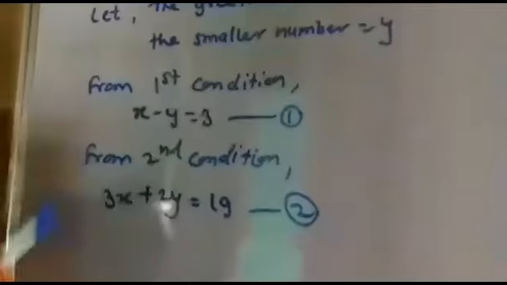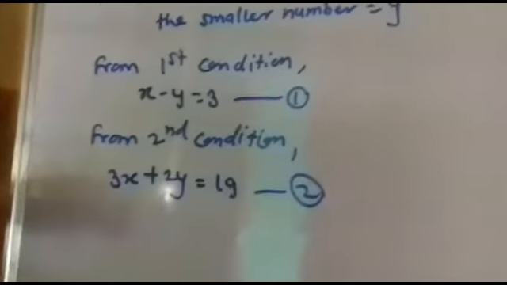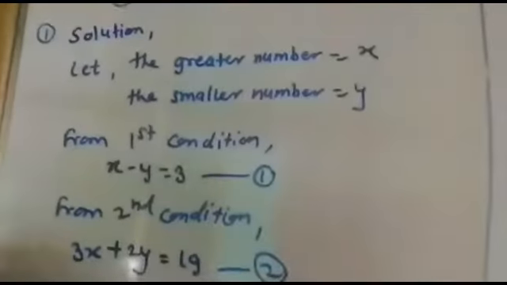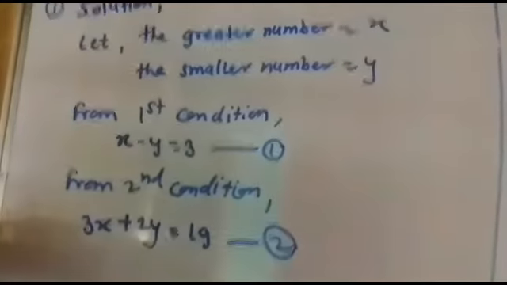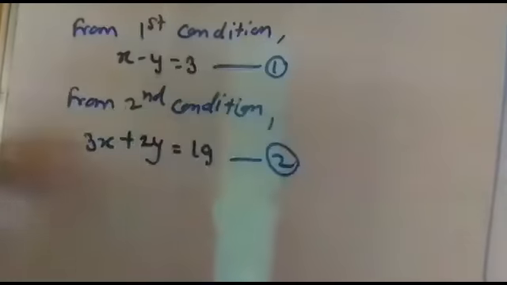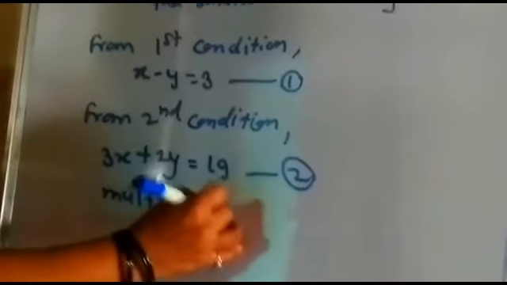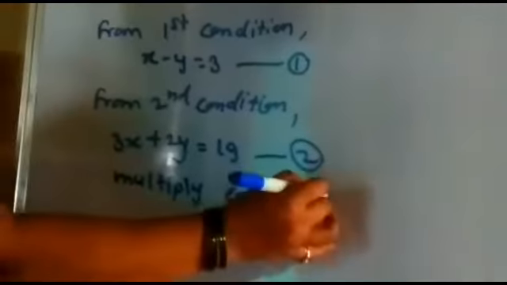In a word problem, making the first and second equation is important, and from these equations we have to solve very simply by using the simultaneous method or Cramer's rule. In that we have to make the coefficient of y the same, means we have to multiply equation 1 by 2. Multiply equation 1 by 2 means we get the equation 2x minus 2y is equal to 6. This is equation number 3.